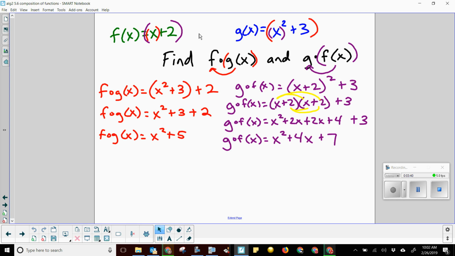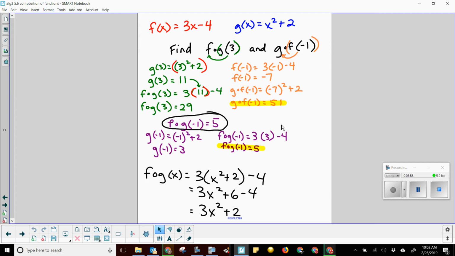G of f is the other way around. We're going to take this and plug it in for that x. And this x plus 2 all squared just means we're going to FOIL right here. And we get two different things, which is why back here we got two different answers for g of f of negative 1 and f of g of negative 1.